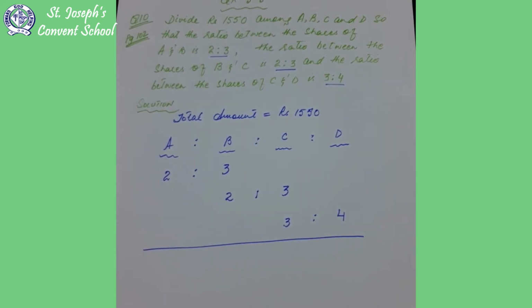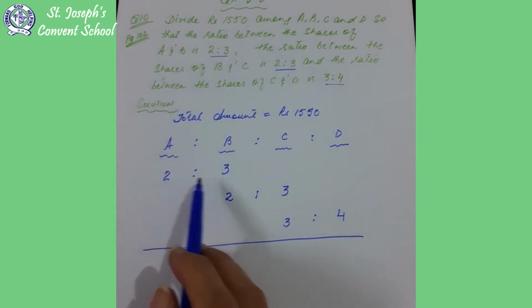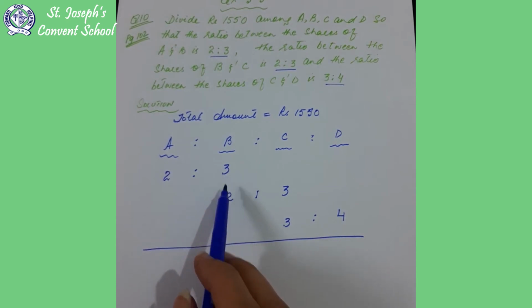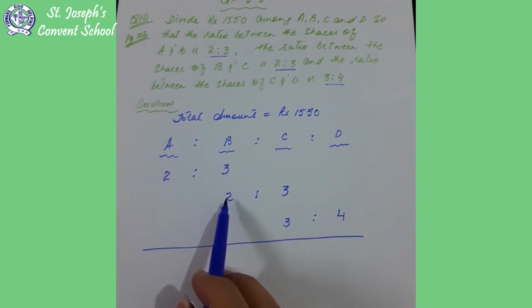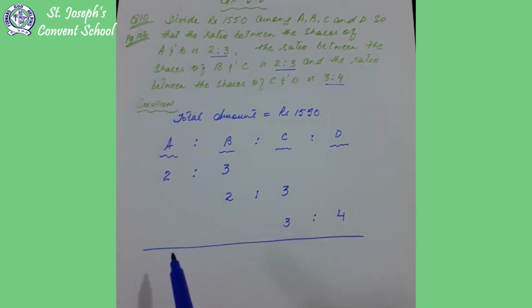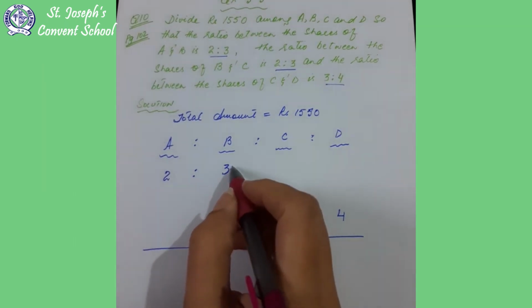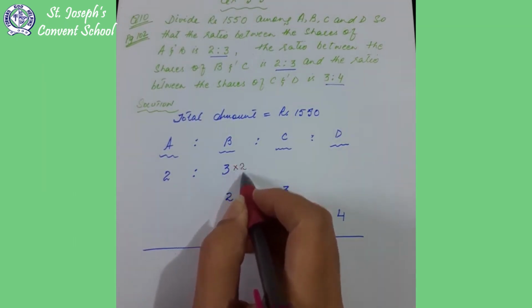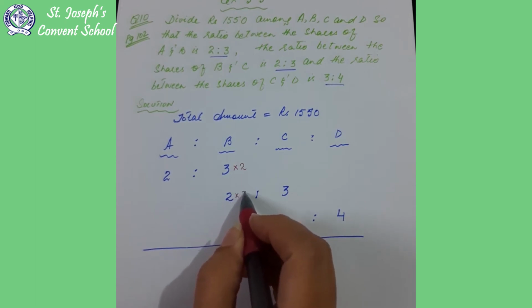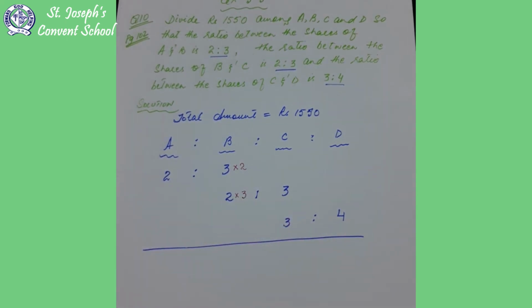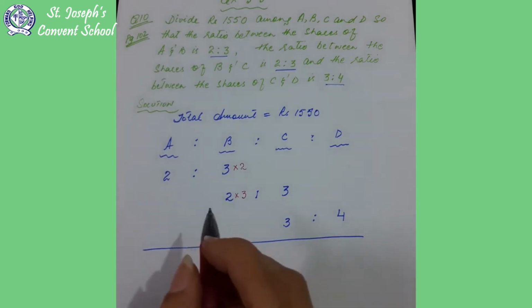Now we will start from the left hand side. This is 2, then this is 3 and 2, make them same. This is 3, this is 2. So the LCM of 3 and 2 is 6, so make both of them 6. How will you make both of them 6? 3 multiplied by 2 is 6, and 2 multiplied by 3 is 6. So you will multiply them to make them 6.